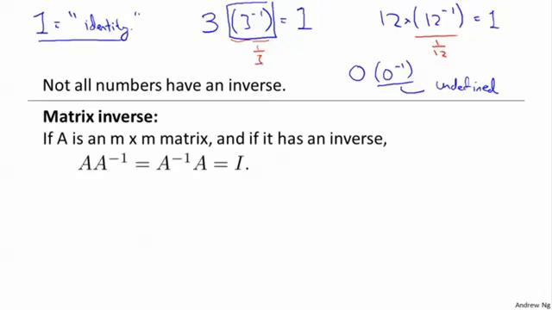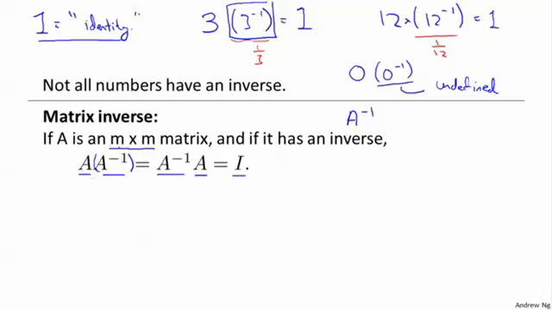Here's the idea. If A is an m by m matrix, and if it has an inverse, I'll say a little bit more about that later, then the inverse is going to be written A to the minus 1, and A times its inverse, A to the minus 1, is going to equal A inverse times A, is going to give us back the identity matrix. Okay?